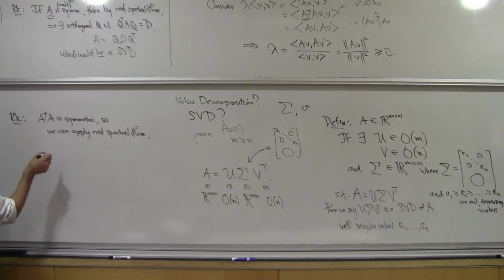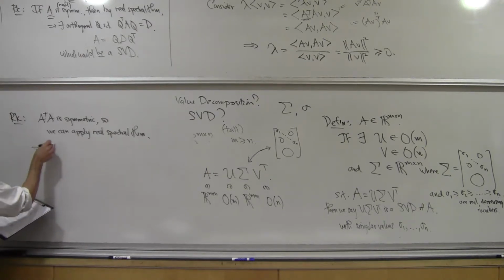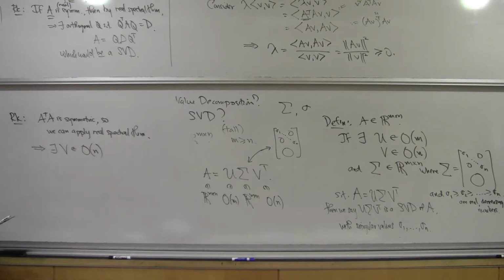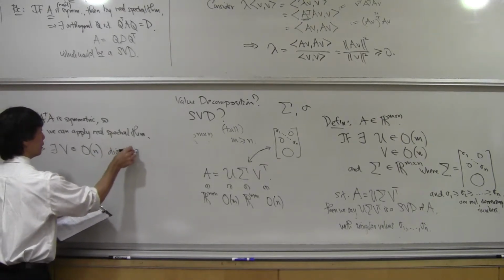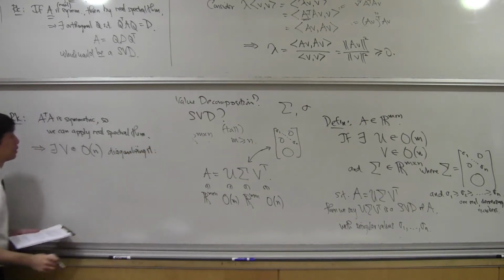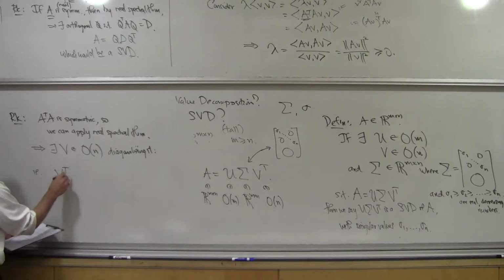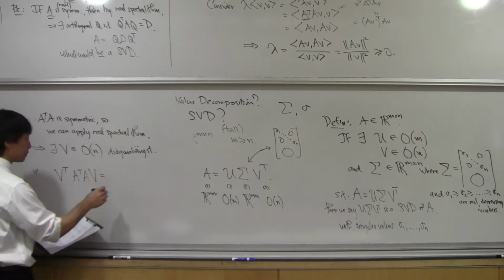Okay, and the real spectral theorem says that there exists an orthogonal n by n matrix diagonalizing it. Right? There's an orthogonal guy that diagonalizes it. So in other words, some guy V such that V transpose ATA V is diagonal.